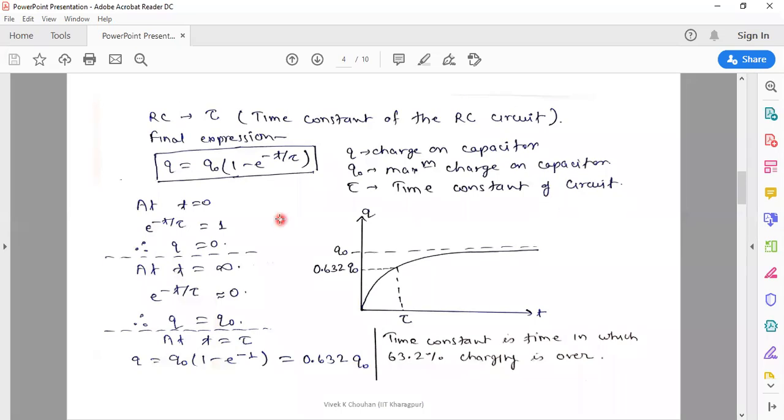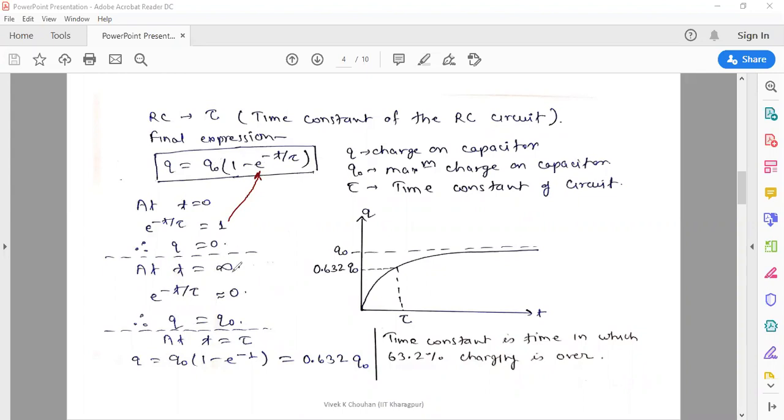Now, when we see the initial conditions, like at t equals 0, when the switch was closed, e to the power minus t by tau would be 1. As soon as we put t equals 0, it will become e to the power 0, so it will come as 1. Now, if you put this 1 in the expression for q, you will get 0, because 1 minus 1 will give you 0 and 0 multiplied by anything will give you 0.